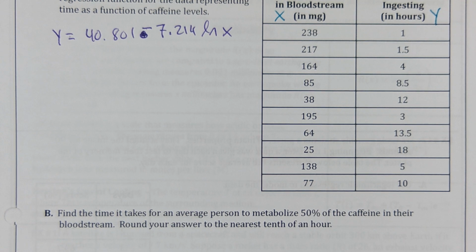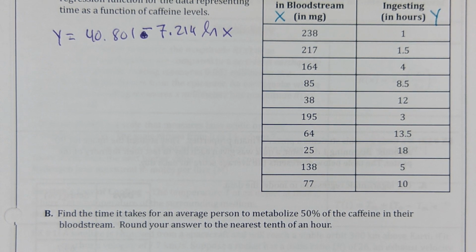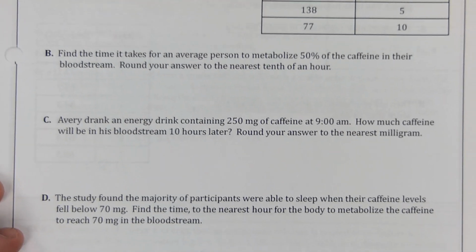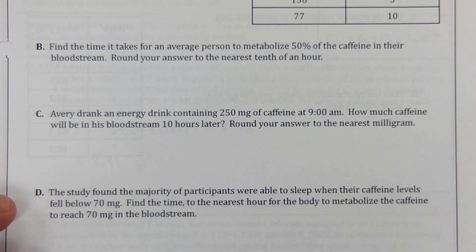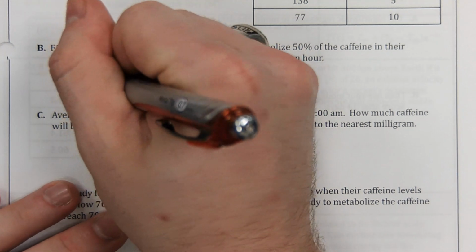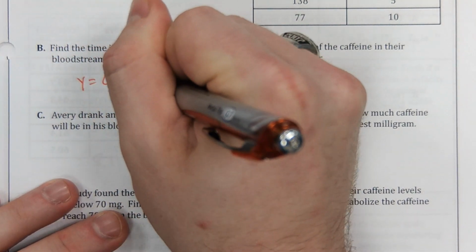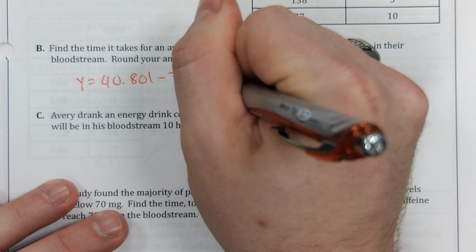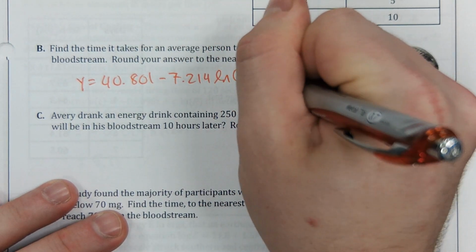Part B says find the time it takes for an average person to metabolize 50% of that caffeine. So 50% of that caffeine, if we started with 250, what is half of that? Half of 250 is 125. So 125 is an amount of caffeine. So this question, we have an input of 125. So we say y equals 40.801 minus 7.214 natural log of 125.